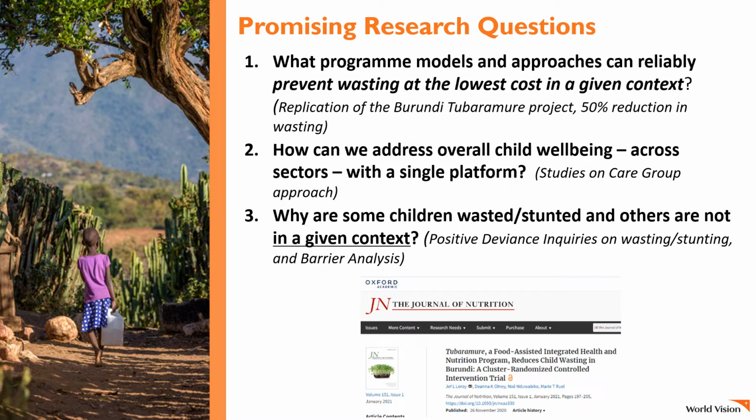This was a CRCT done in Burundi, which found that the care groups approach, coupled with food rations and a small dose of health system strengthening, can reduce wasting by 50% compared to controls, with the greatest impact being on the most vulnerable children. This study shown here was a CRCT by Tufts University and others on the Tubaramuri project in Burundi, one of the poorest countries in the world. The project also reduced stunting and anemia, increased household food security and diets, and improved motor and language development.